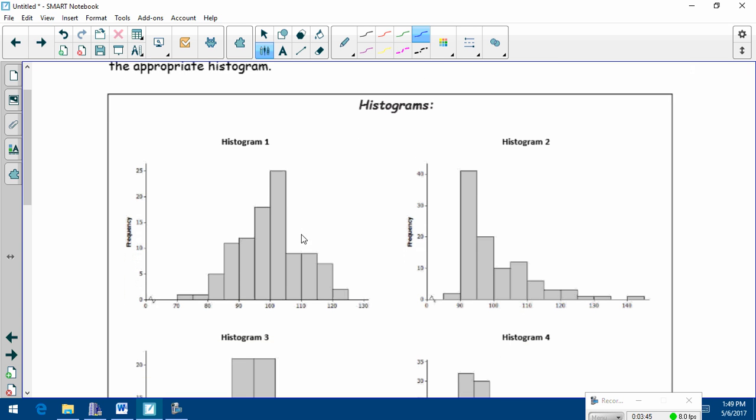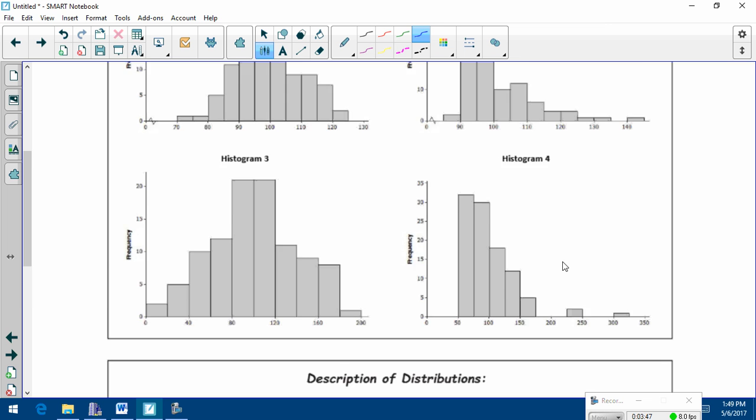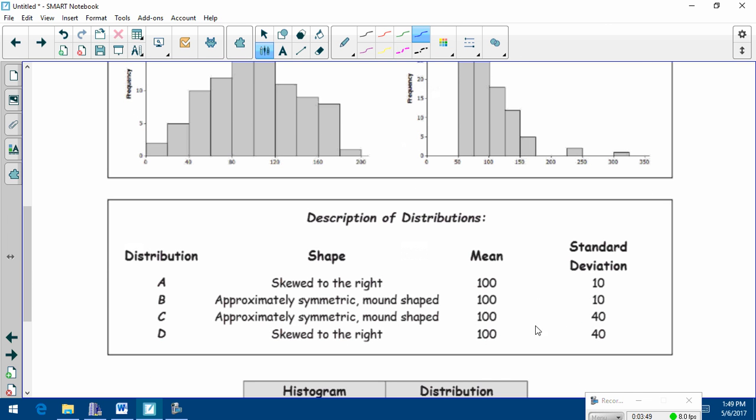Okay, so here's the different histograms. And then here's the descriptions. We've got, says distribution A is skewed to the right with a mean of 100 and a standard deviation of 10. B is approximately symmetric, or mound-shaped, or bell curve, mean of 100, standard deviation of 10 also. C is still approximately symmetric with a bell curve, mean of 100, standard deviation of 40 now. And D is skewed to the right.